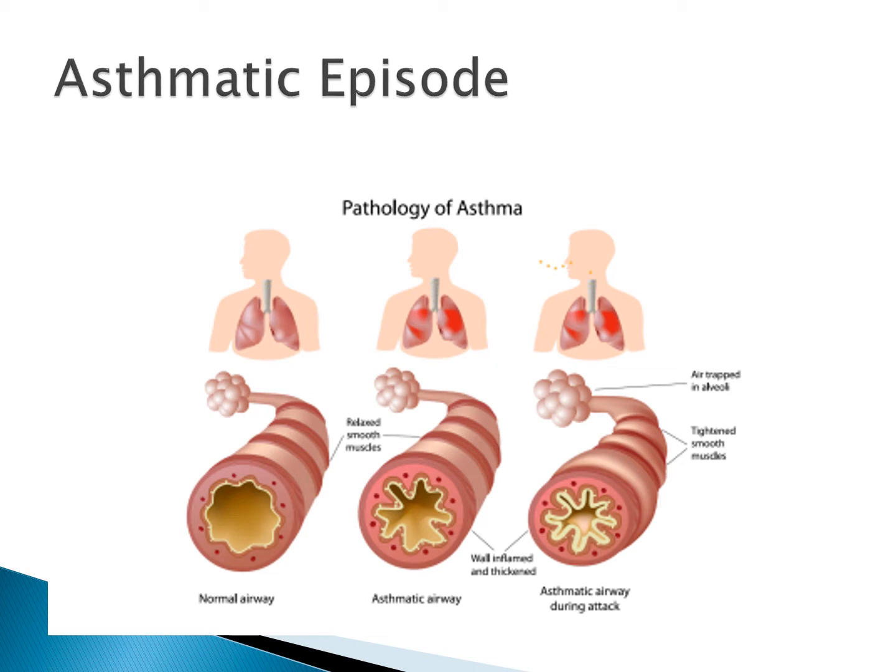You can have the walls inflamed and thickened. And also mucus production is another common occurrence during an asthma attack. And you can see too in the picture at the far right, how there's air trapped in the alveoli due to the hyperinflation and the obstruction and narrowing of the airway.